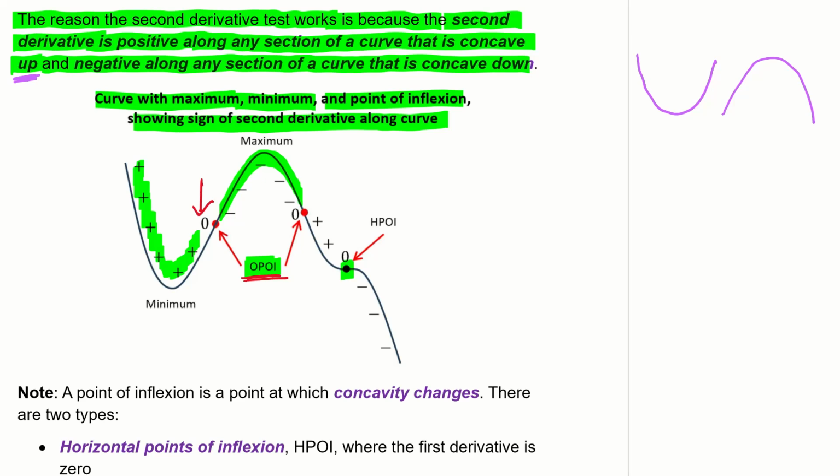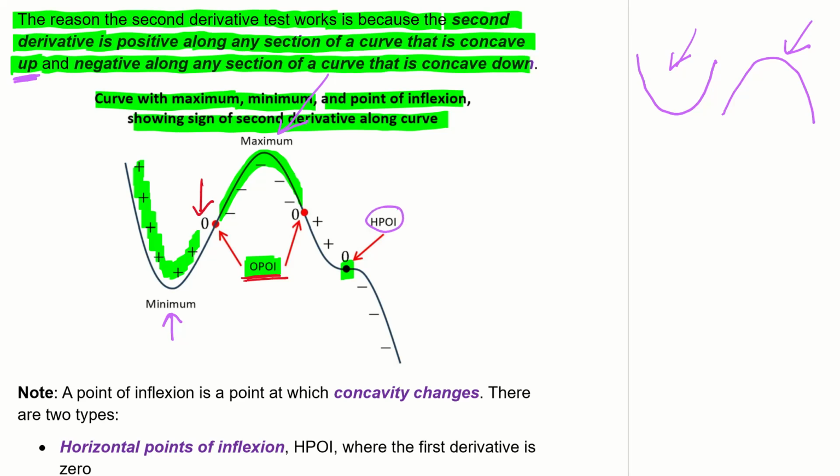So note, we got this minimum point where the second derivative was positive because the curve is U-shaped. We have this maximum along the section of curve where the second derivative is negative because it is N-shaped.